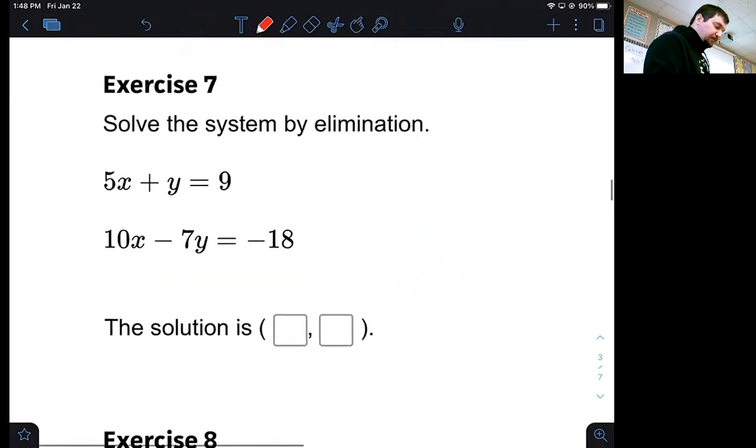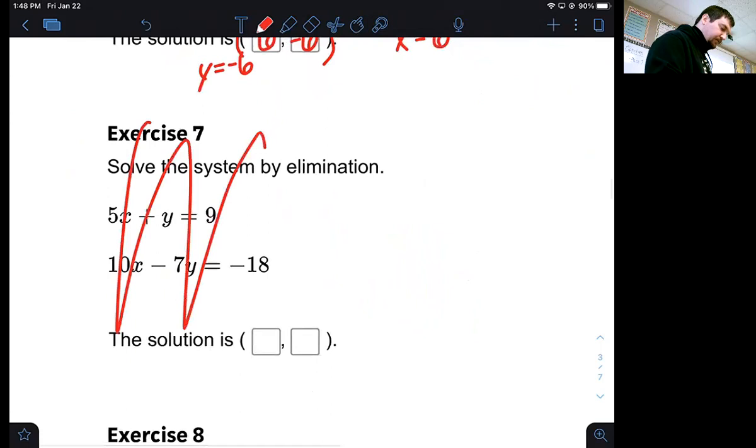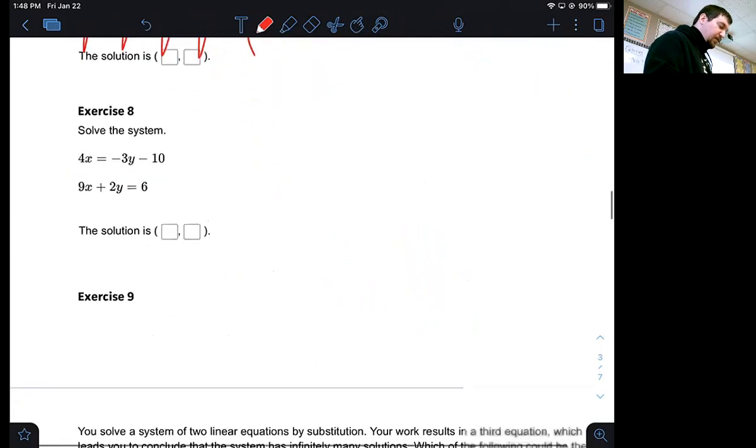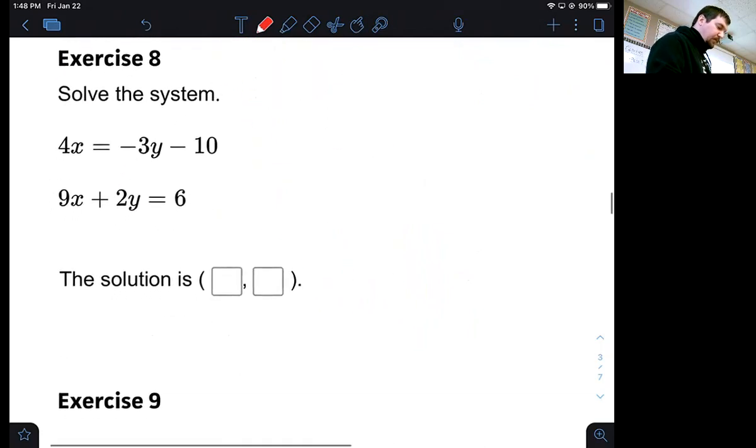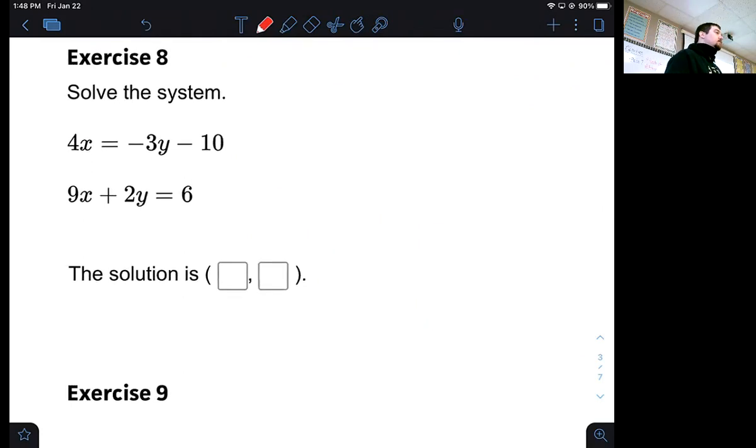Number 7, skip. We don't have time. Number 8, another one that just says solve. Pick away. 60 seconds, go.